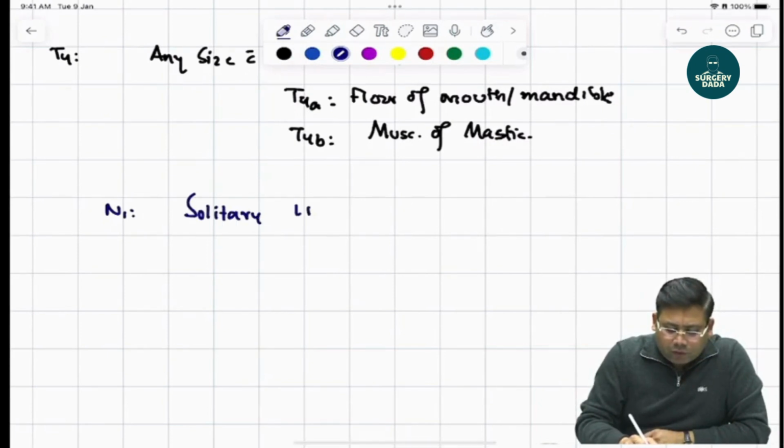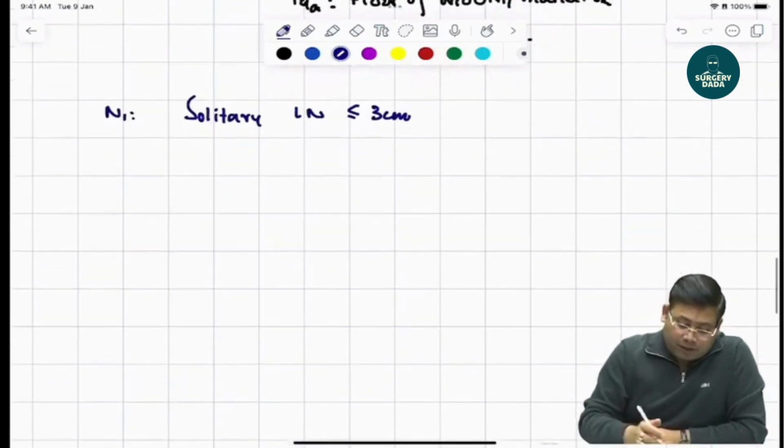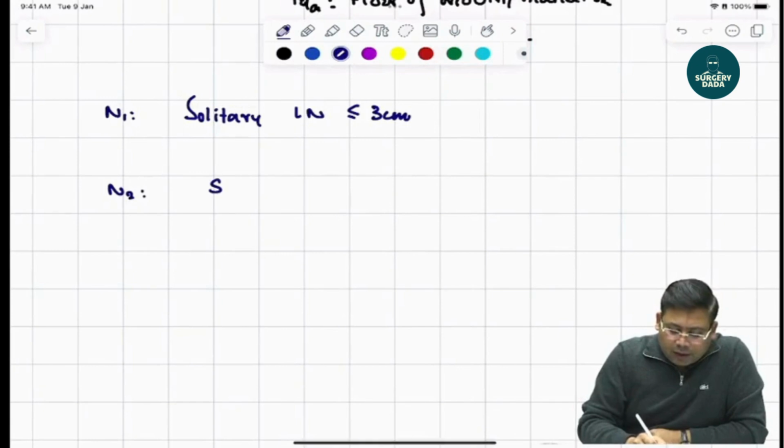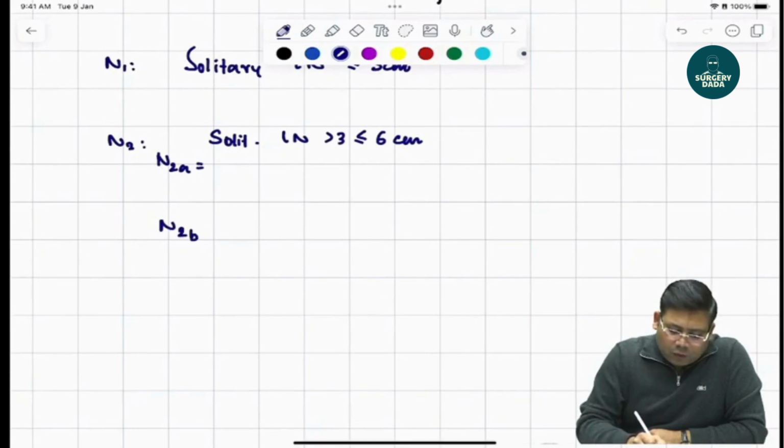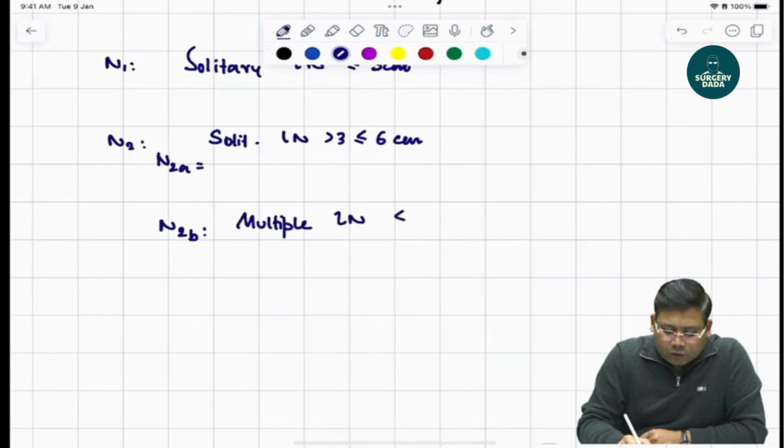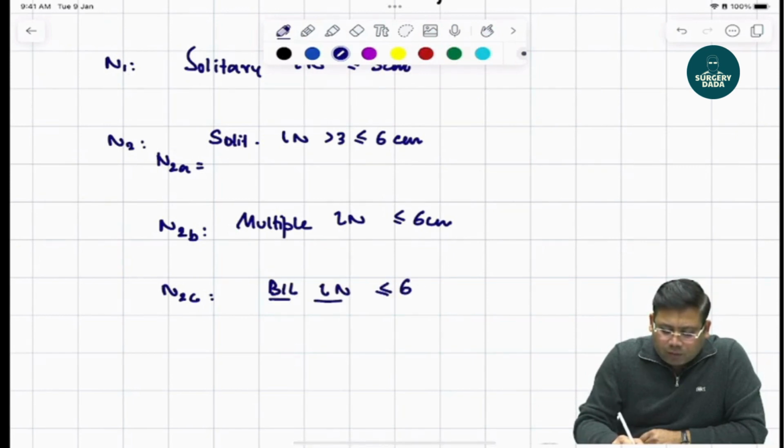So a solitary lymph node, but the size criteria is very important, less than 3 centimeter. What is N2, students? It is further divided into N2A. What is N2A? It is a solitary lymph node more than 3, but none of them should be more than 6 centimeter. What is N2B? Answer is multiple lymph nodes, but none of them should be more than what? 6 centimeter.